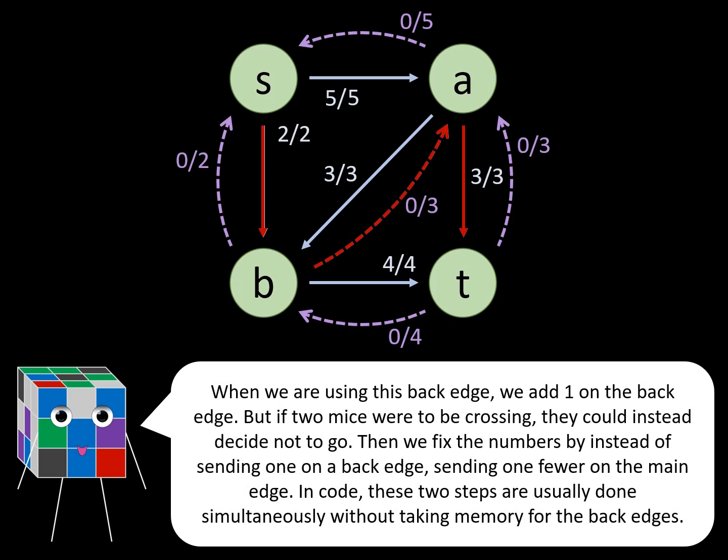When we are using this back edge, we add 1 on the back edge. But if 2 mice were to be crossing, they could instead decide not to go. Then we fix the numbers by, instead of sending 1 on a back edge, sending 1 fewer on the main edge. In code, these 2 steps are usually done simultaneously without taking memory for the back edges.